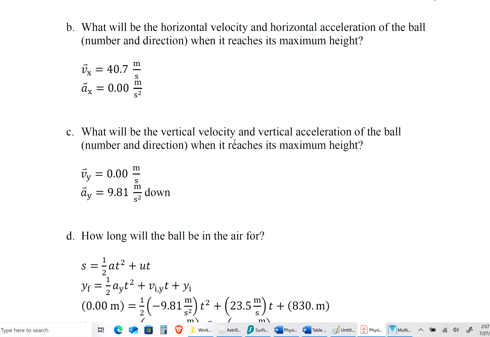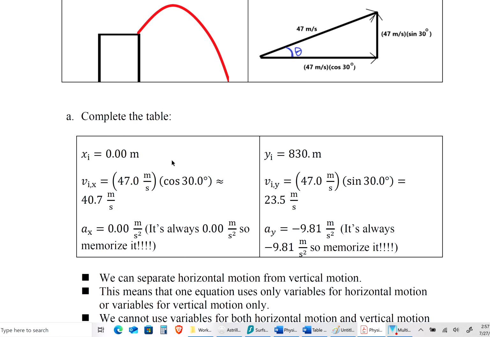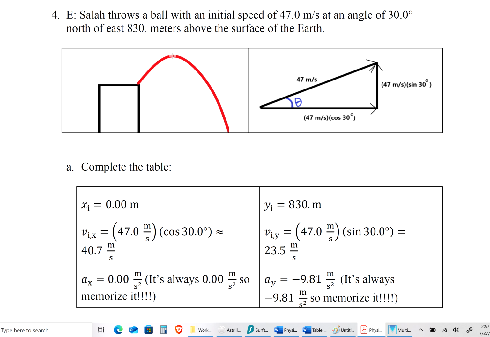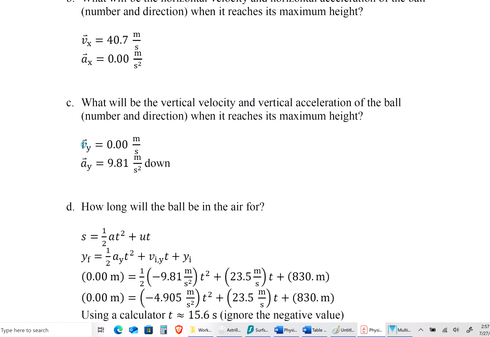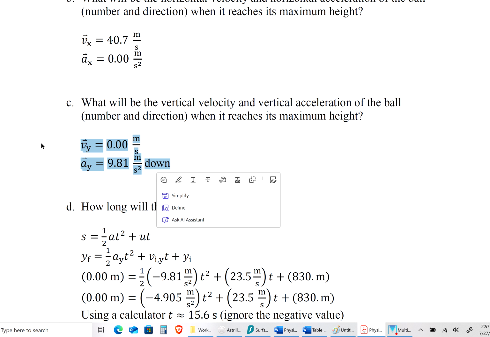Part C, what would be the vertical velocity and vertical acceleration of the ball when it reaches its maximum height? At the maximum height, the velocity in the y direction is 0 because it's not going up or down. And the earth is always pulling it down. So the acceleration on the y-axis is 9.81 down. So this is the solution for part C.